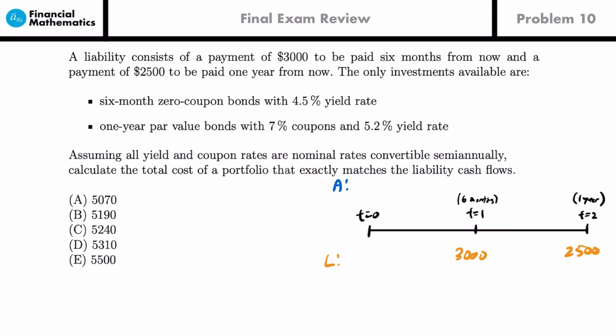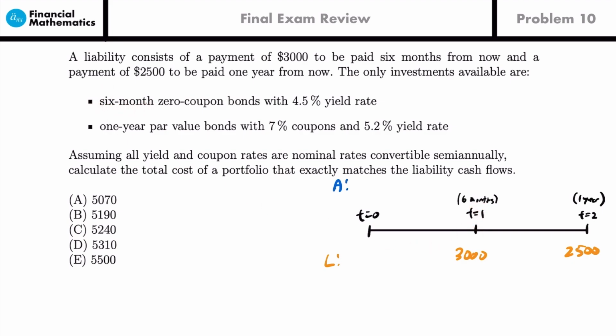We have 6-month zero-coupon bonds with a 4.5% yield rate. And what kind of cash flows do we get from a zero-coupon bond? Well, as the name implies, we don't get any coupons, so we're just going to get the redemption value at the end of maturity, which in this case would be at the end of 6 months.